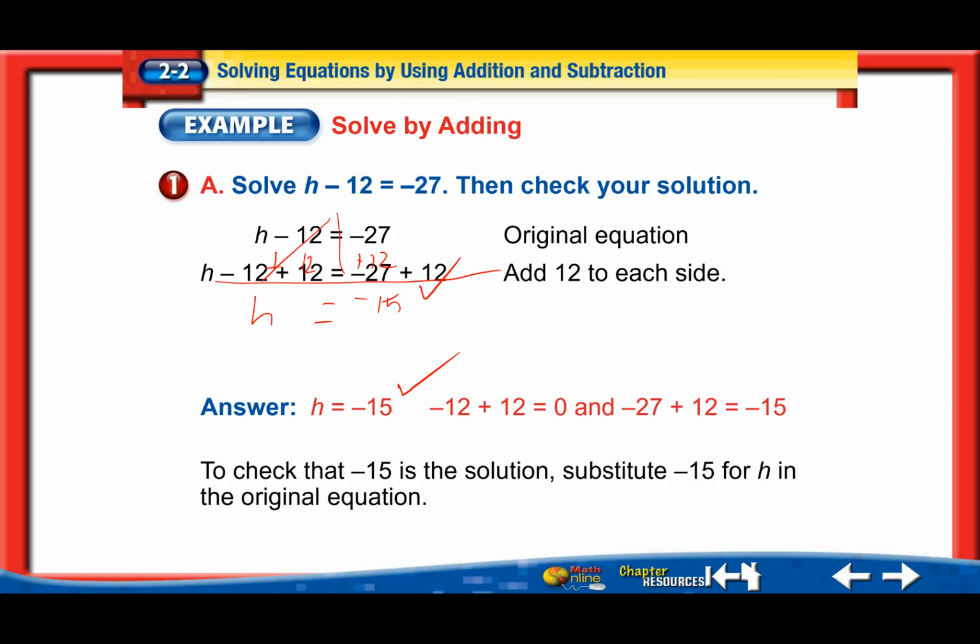So check. In order to check this, you'd actually put it back in. So we put negative 15 back into the original equation. So that would be negative 15 minus 12 equals negative 27. We add those together, it goes negative 27 equals negative 27. So you can do that on the test to make sure if you check your answer.